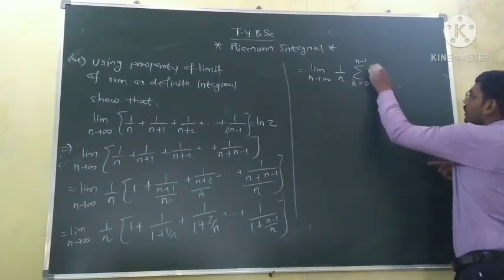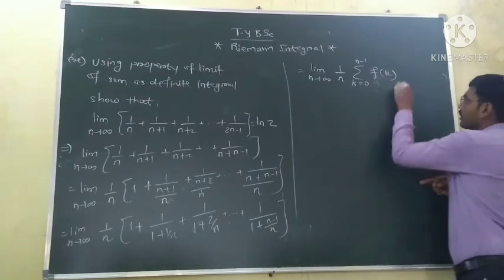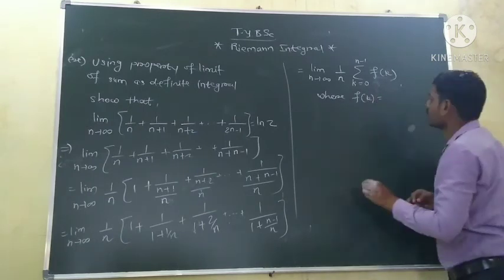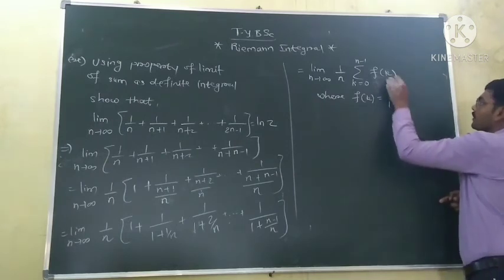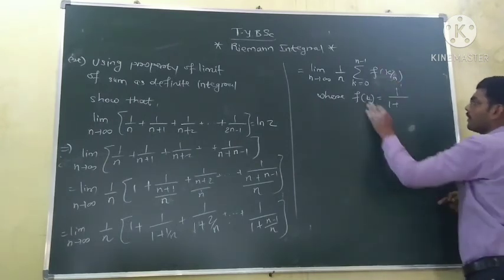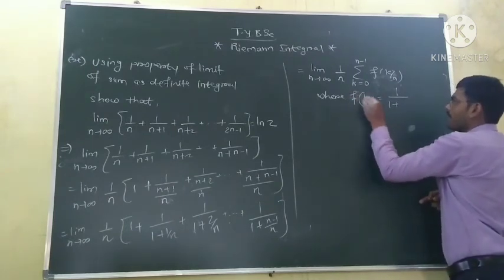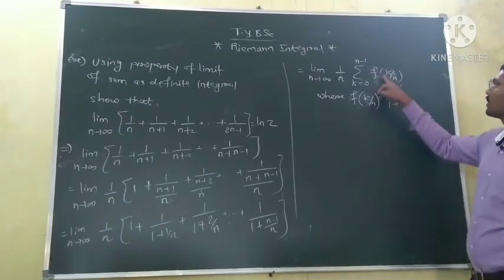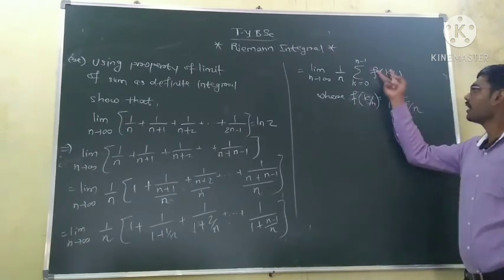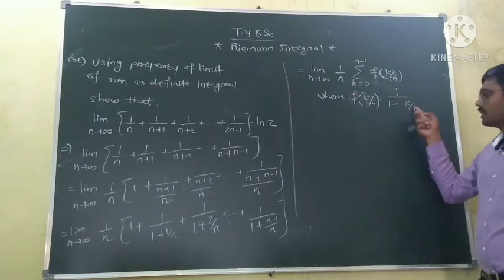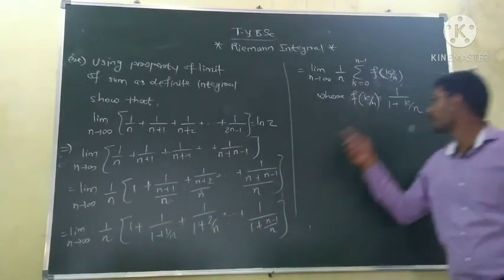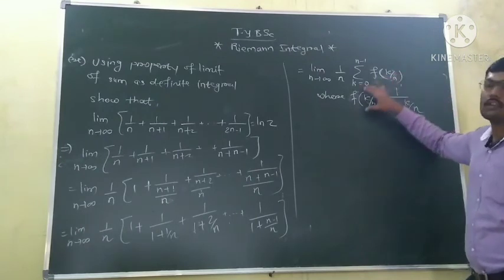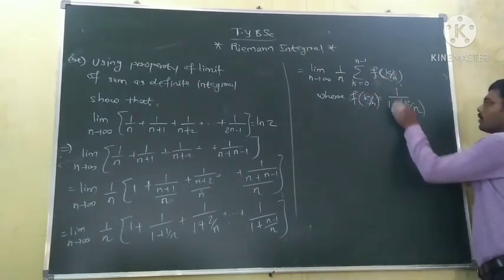So this is nothing but equal to f of k by n, where f of k by n is equal to 1 upon 1 plus k by n. This is our function f of k by n. We have seen if you put k is equal to 0, you will get 1. If you put k is equal to 1, so 1 upon 1 plus 1 by n. So we get a function f of k by n such that f of k by n is equal to 1 upon 1 plus k by n.